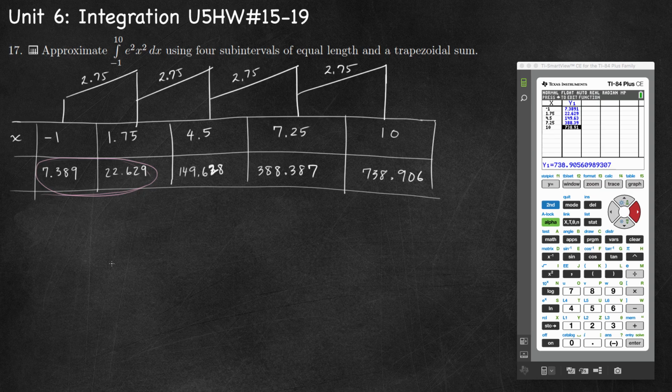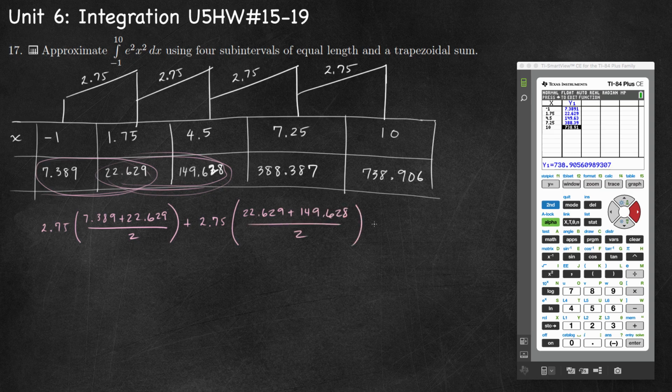And if we need to show our work, if we need to show our setup, the long way is going to be 2.75 times 7.389 plus 22.629 over 2. That's just my first trapezoid, and then I do that for each one of my trapezoids. But notice that each one of my trapezoids, the width is 2.75. So second trapezoid, these are the two bases. So 22.629 plus 149.628 over 2.